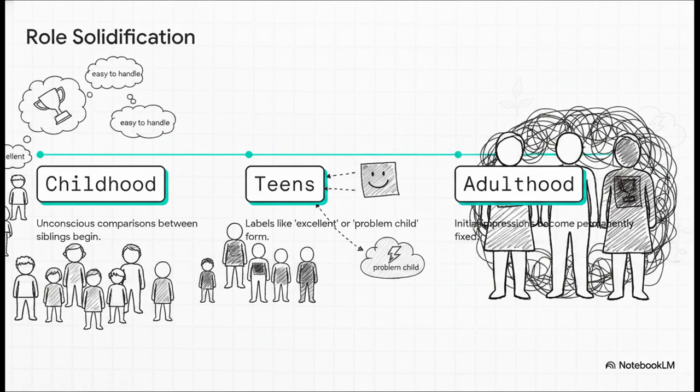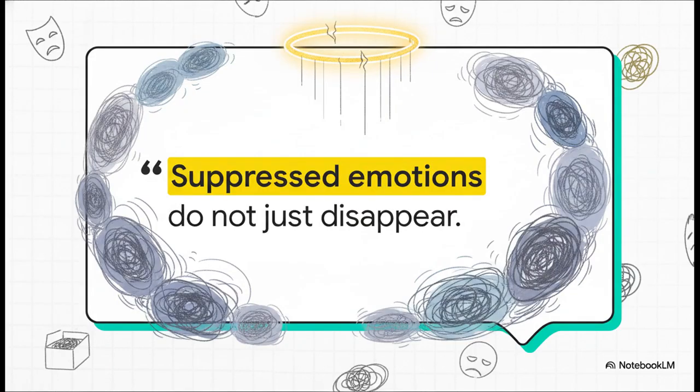And tragically, by adulthood, these initial impressions become permanently fixed. Because the family unit is so close-knit, the image formed in childhood stubbornly sticks, completely ignoring any personal growth or efforts the individual has made over the years. The role basically just walks on its own. Suppressed emotions don't just disappear.